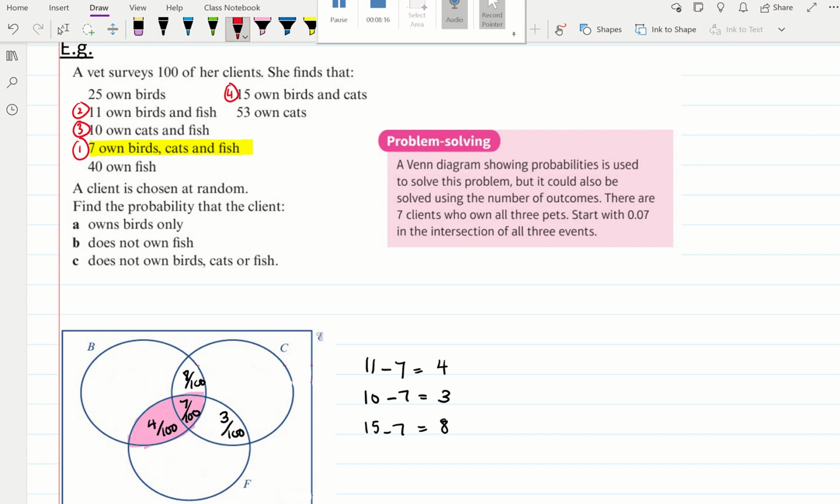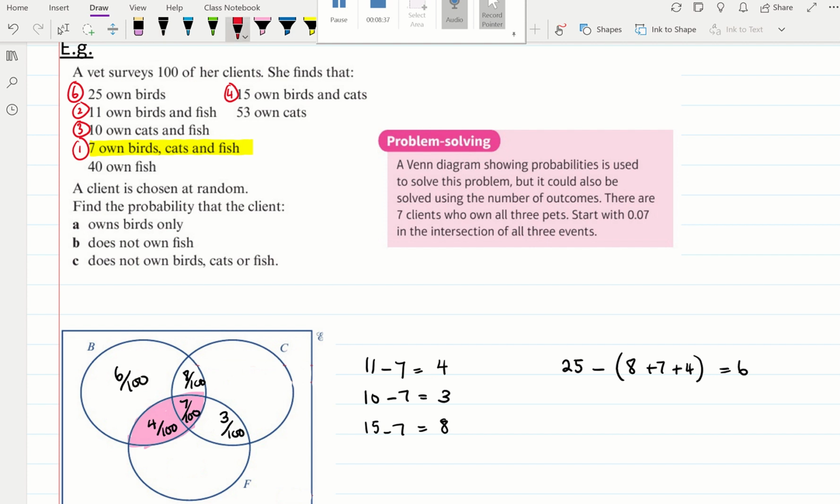Then I am told that 25 own birds. So 25, but in the birds section I've got 8 and 7 and 4 already, so I'm left with 6 out of 100, or 0.06.